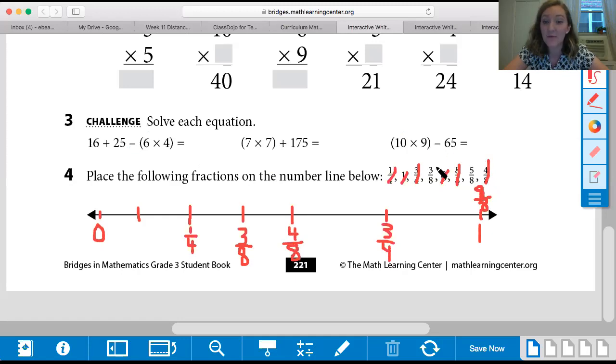And where does 5/8 go? Oops, we already did 3/8. I can cross that one out. 5/8 is going to go right here. Yes, ma'am. Yes, sir.